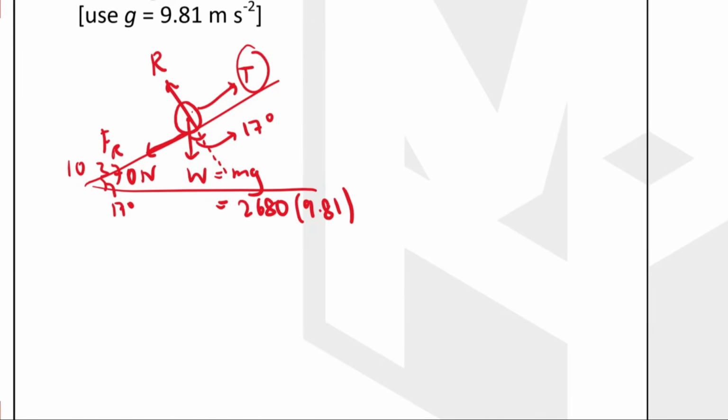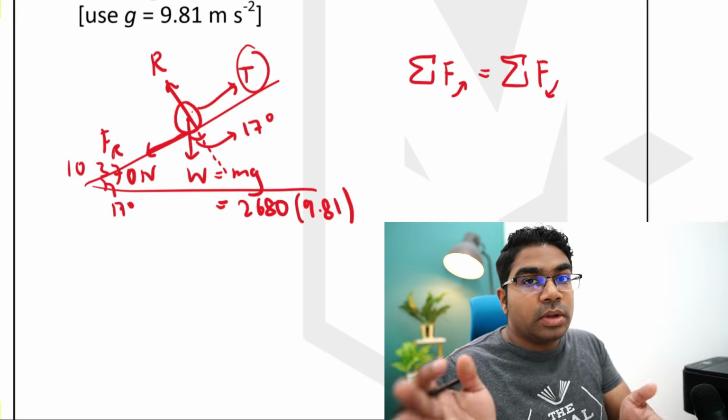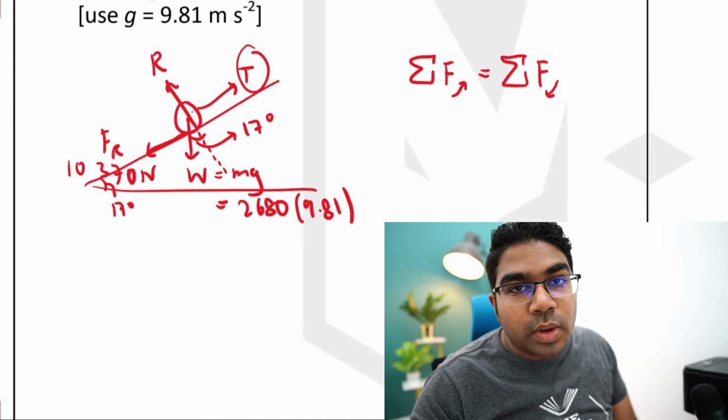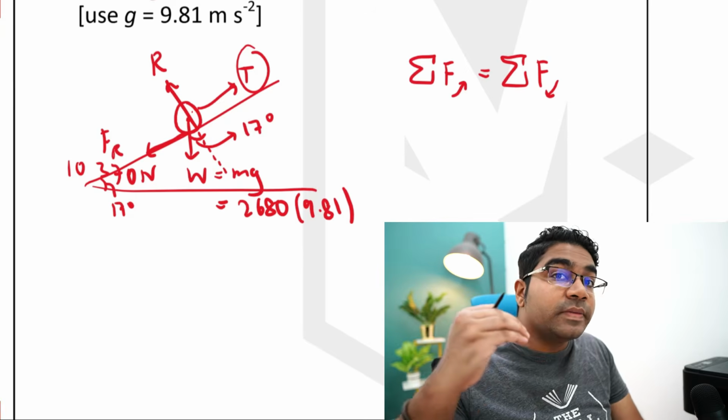That is to say, the sum of all the forces acting in the direction of T, up the slope, is equal to the sum of all the forces acting in the opposite direction, down the slope. The sum of all the forces in any two opposite directions must be equal. Only then can you get a resultant force of 0.